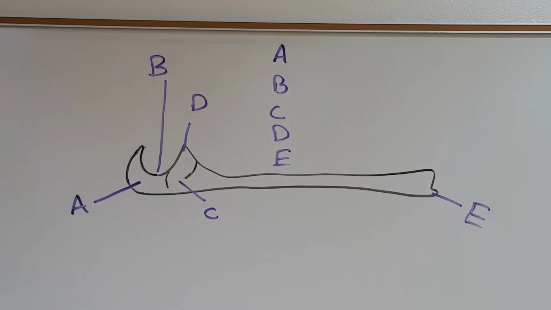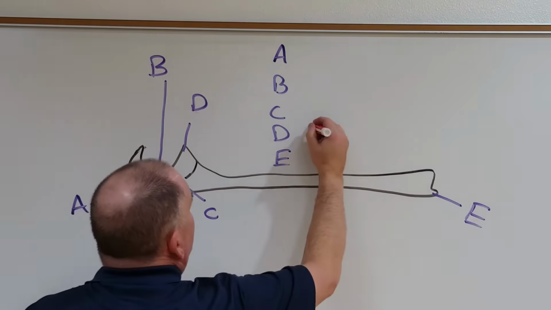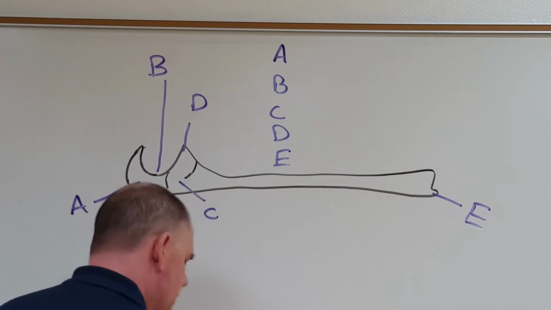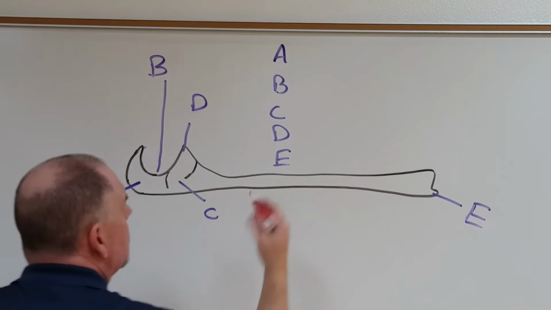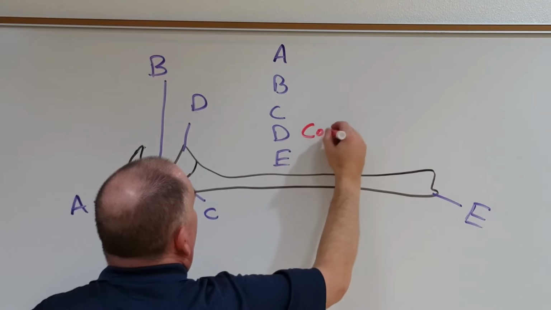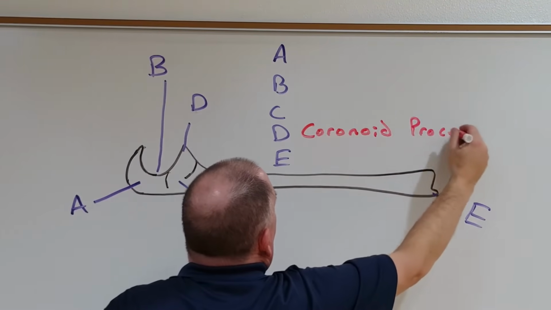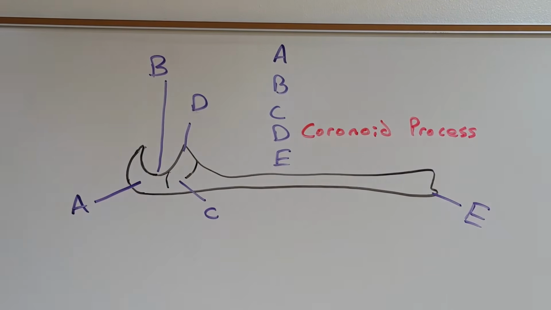I'm going to make myself a key for this particular diagram. And since I like using different colors, I think I will. D, and I want to have a good pen, D is the coronoid process.